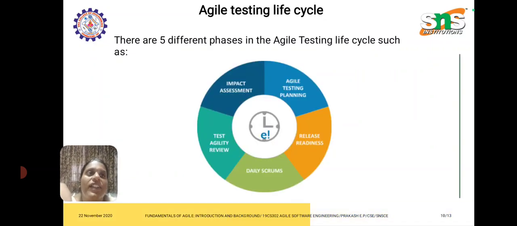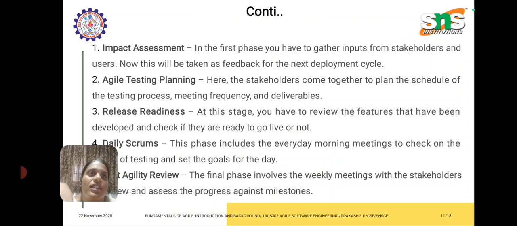So these are the 5 phases of the testing life cycle: impact assessment, Agile test planning, release readiness, daily scrums, and test agility review. First one is the impact assessment. In the first phase, you have to gather all the inputs from the stakeholders and the users, which will be taken as the feedback for the next deployment cycle. Next one is Agile test planning. The stakeholders come together to plan the schedule of the testing process, frequency and the deliverables.